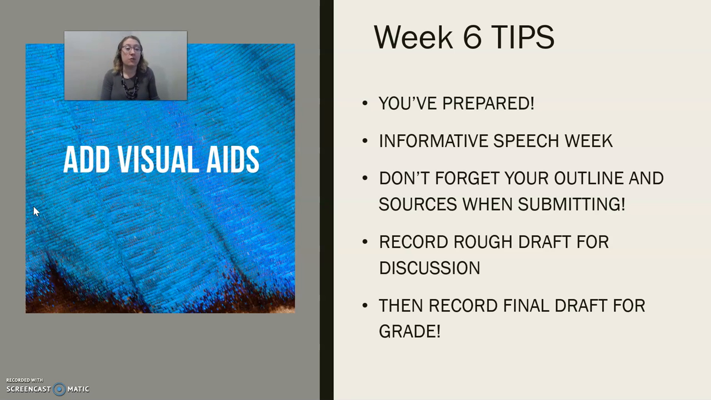And then another one is don't forget your sources. Usually the students have already picked them out in week 3, but if you've changed up your sources, just include them in your outline. That way I can review them.